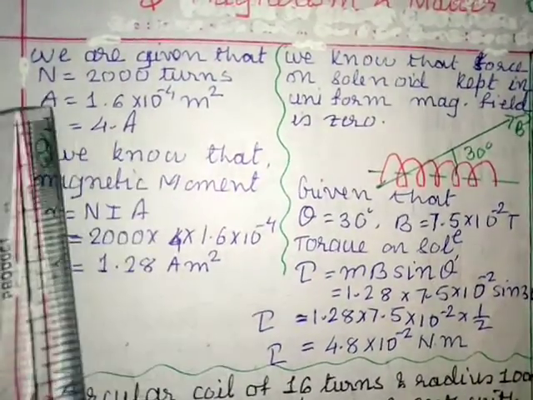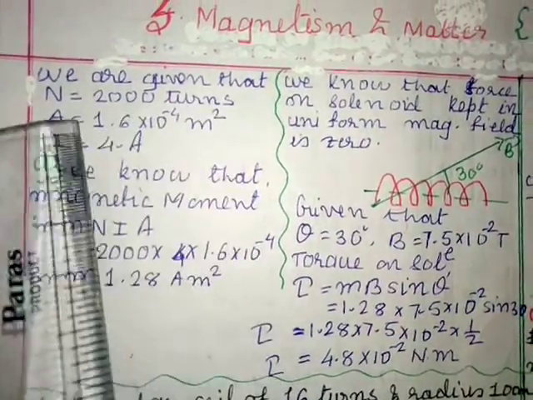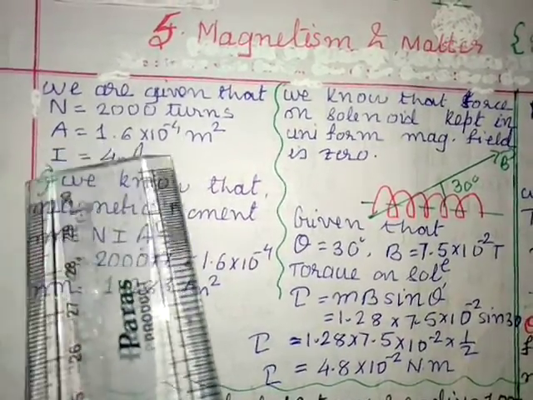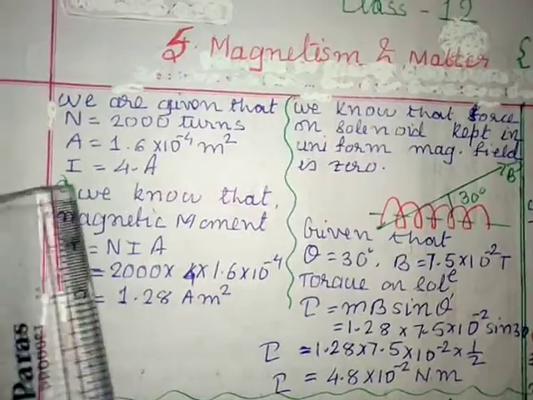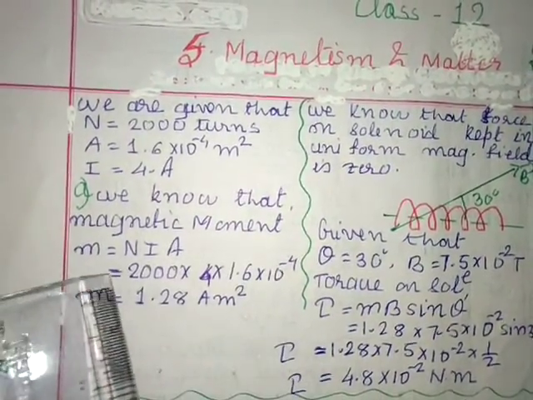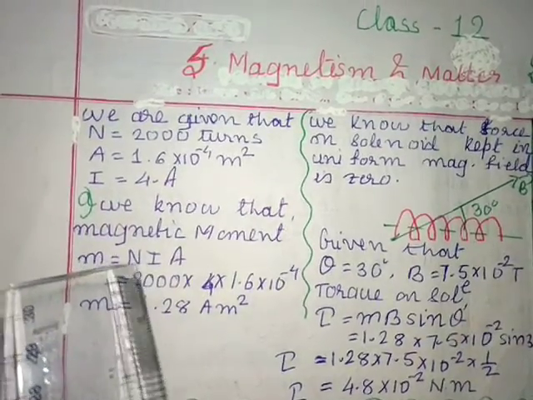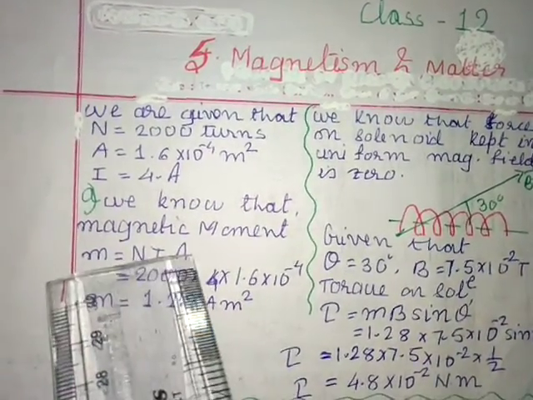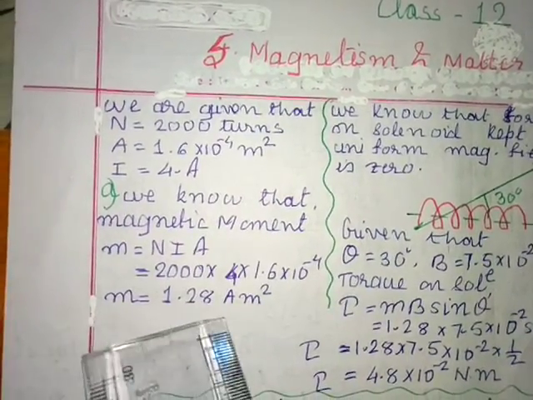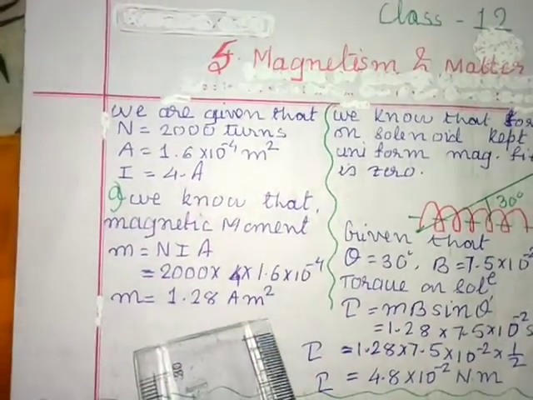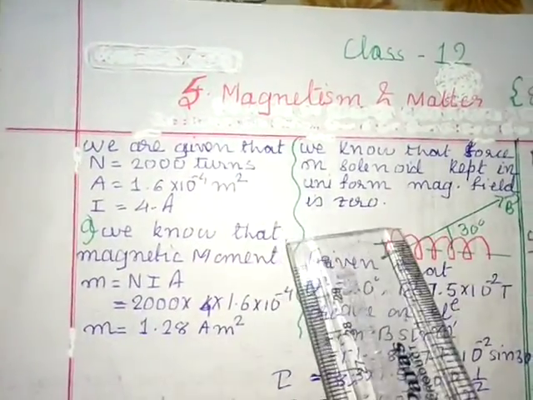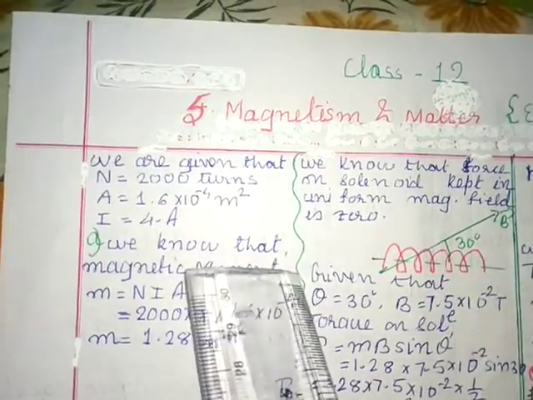Here we are given the number of turns 2000, area of cross section 1.6 into 10 to the power minus 4 meter square, and the current is 4 ampere. We know that magnetic moment is given by M is equal to NIA. Put the value of N 2000, I is 4 and area is 1.6 into 10 to the power minus 4. Multiply, you get 1.28 ampere meter square. We know that force on a solenoid kept in a uniform magnetic field is 0. Okay, so the force on the solenoid is 0.